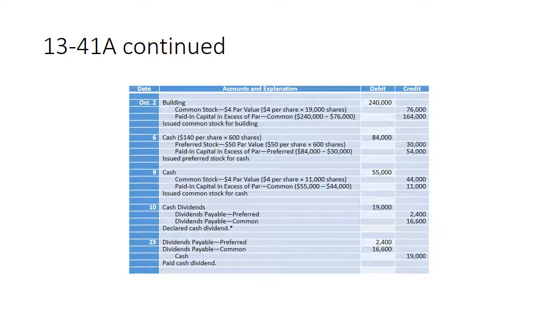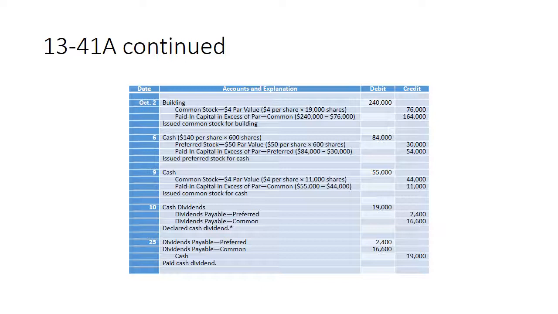Now, the next two journal entries relate to cash dividends. As stated in the chapter, dividends have three distinct dates: the date of declaration, the date of record, and the date of payment. In this case, October 10th is the date of declaration. That's the day the board of directors says, we're going to pay a dividend. And in this case, the board of directors said they were going to pay a $19,000 cash dividend to all the stockholders in total. That's common and preferred in total.